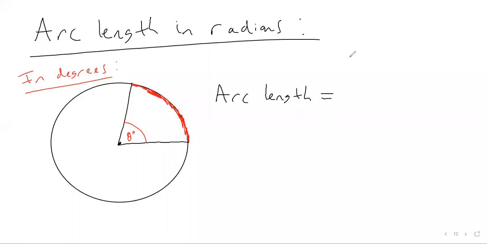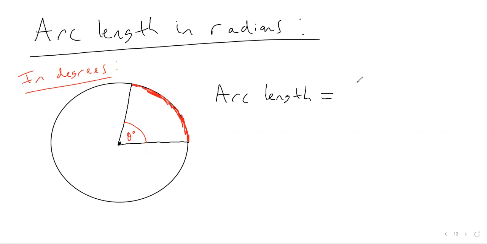Hello, so in today's video, we're going to look at the formula for calculating the arc length of a circle in radians. Yesterday we looked at calculating the area of a sector in radians. So now we're going to look at the arc length. If you have a sector like this, how could we calculate the arc length in degrees? Let's go back to degrees.